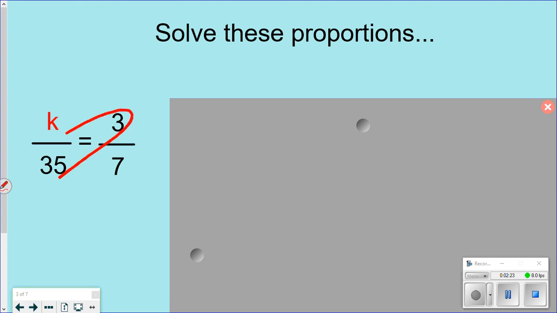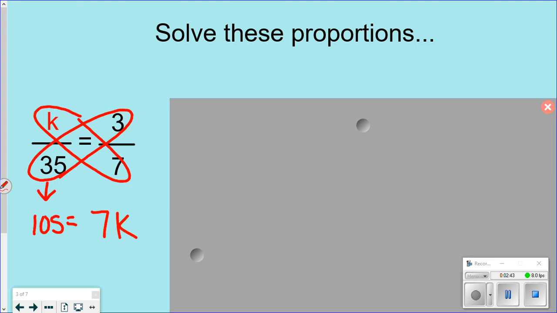So we know we're going to take 35 times 3. 35 times 3 is 105. Now, we don't know what this is. So on this side, it could look like this, 7k, because 7 times k should equal 105. Well, how do we solve for what k would be? If this says 7 times k, I need to get k by itself. So what's the opposite of multiplying? It's dividing. So I'm going to divide by 7 to cancel it out.